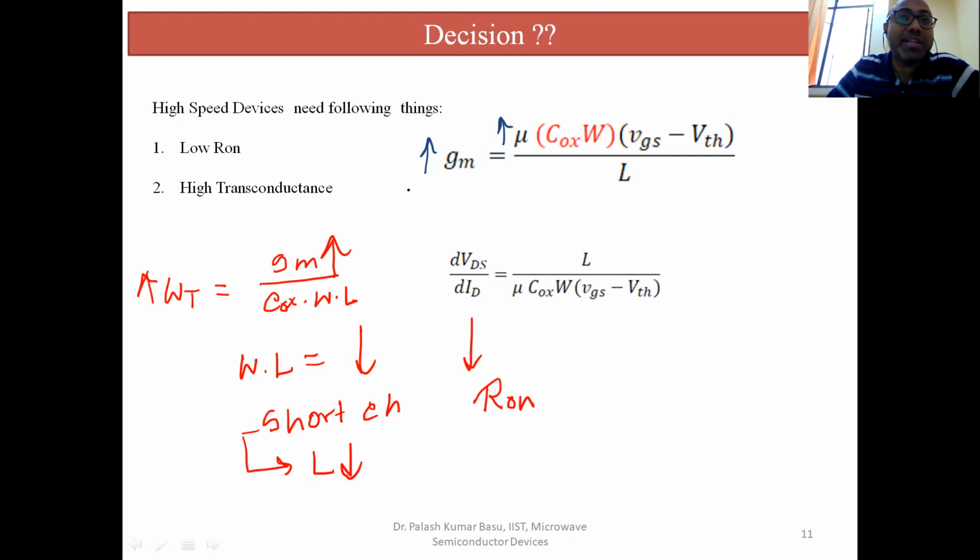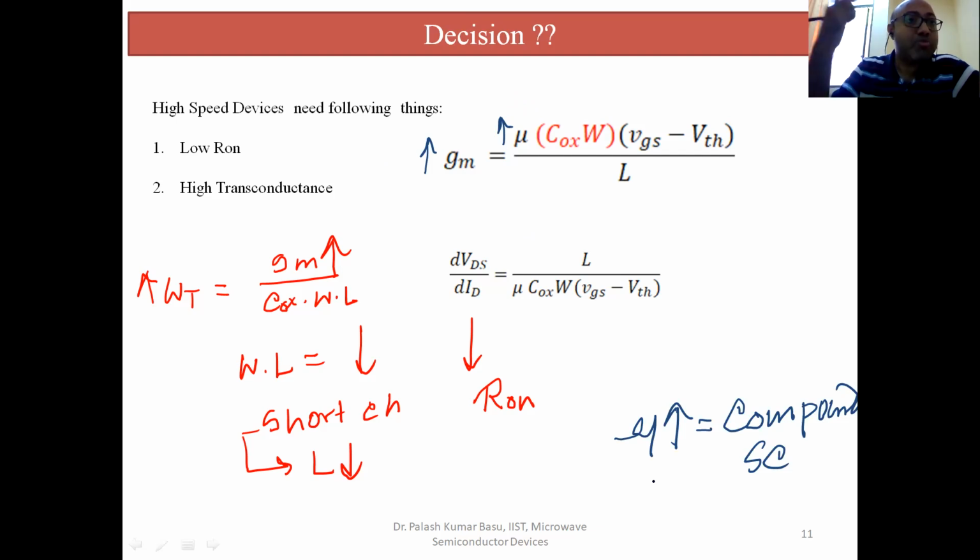Since you want to increase the GM, you should have high mobility. So definitely that is one zone. If you want to have high mobility, you need a compound semiconductor, because compound semiconductor mobility is very much higher than silicon. Suppose you want to operate your device at 1000 gigahertz or 600, 700 gigahertz, silicon is not a good choice. You have to replace silicon with a compound semiconductor, which is gallium arsenide or gallium nitride or some other material, which we'll see later, indium phosphide.